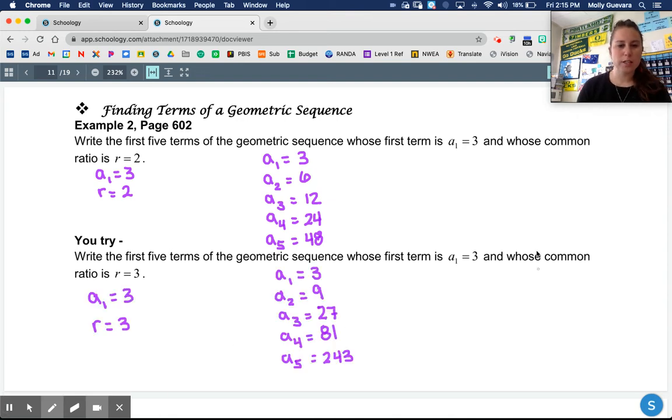Okay, so check your work here. My first term was given to me as 3, and then my ratio is 3, so I'm multiplying by 3 every single time. And so that's how I got my first 5 terms. So hopefully nothing too crazy there.